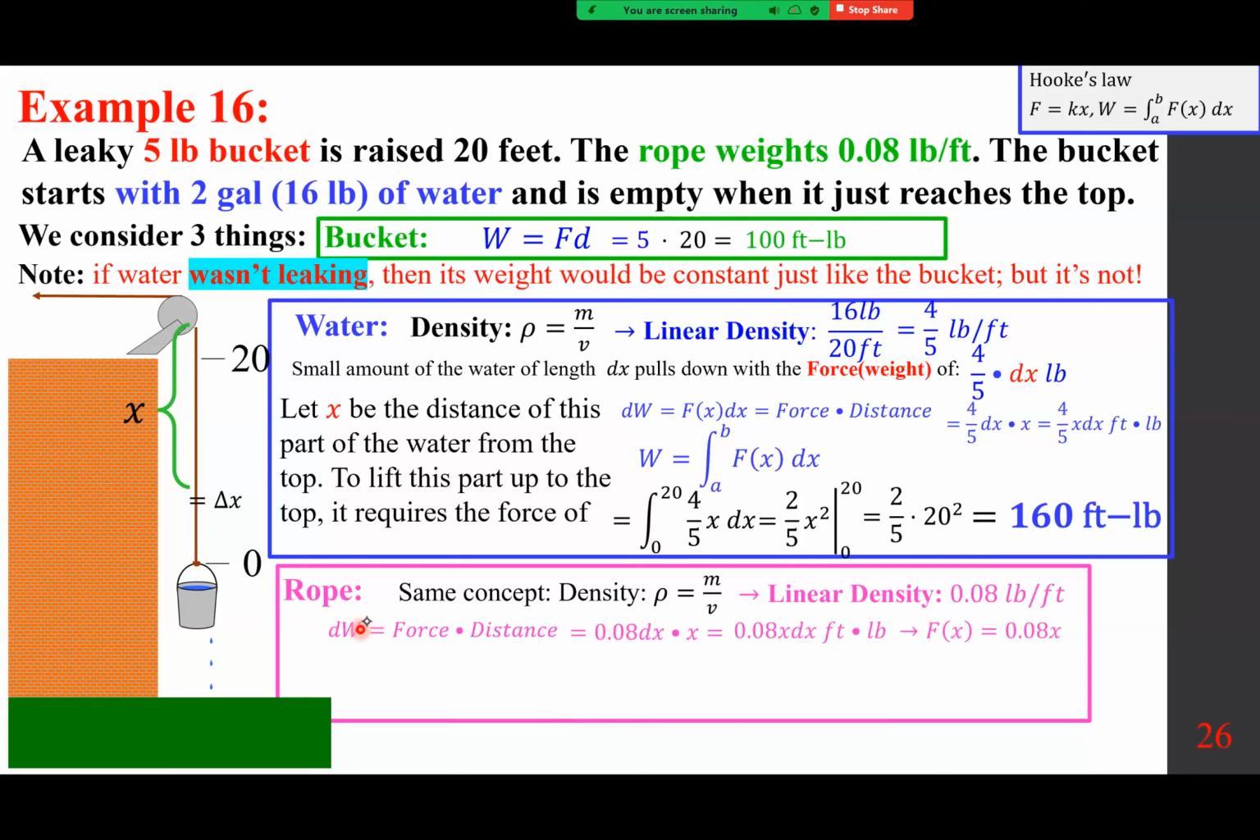And we are going to integrate this from 0 to 20. As you know, it becomes 0.08 times half of x squared, or 0.04 times x squared, from 0 to 20. Replace the x with 20, and we end up with 16. And all we have to do is add those three values. 100 plus 160 plus 16 is 276 foot-pound.